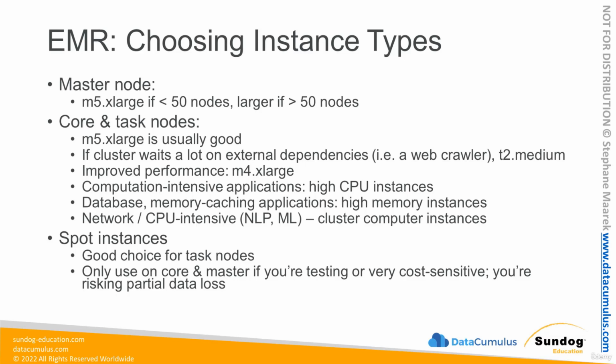And remember, for task nodes, a spot instance is often a good choice. You can only use those on core and master nodes if you're testing things or extremely cost sensitive. You're always risking partial data loss if you're using a spot instance on a core or a master node. They're usually only a decent choice for task nodes where they're only being used for processing and not for data storage.